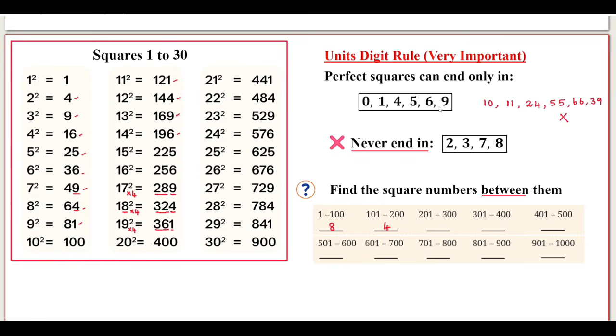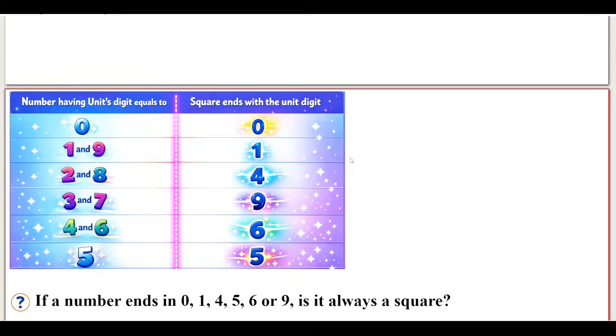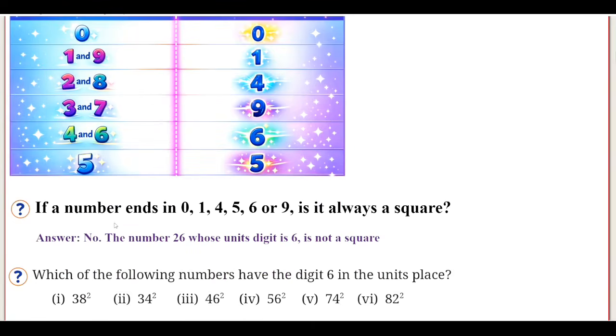They are not telling that it must end with this, but this one, okay, it's compulsory. We can just say that the square number never ends in 2, 3, 7, 8. The square number can end with these numbers but cannot end with these numbers. They have asked a question in the form of: if a number ends in 0, 1, 4, 5, 6, 9, is it always a square?